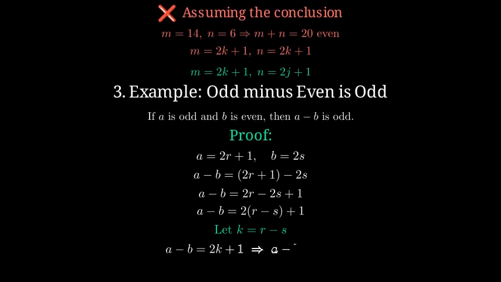Step 3. Introduce a new integer. Let k equal r minus s. Since r and s are integers, k is also an integer. Therefore, a minus b equals 2k plus 1, which is the definition of odd. So the difference is odd, as required.